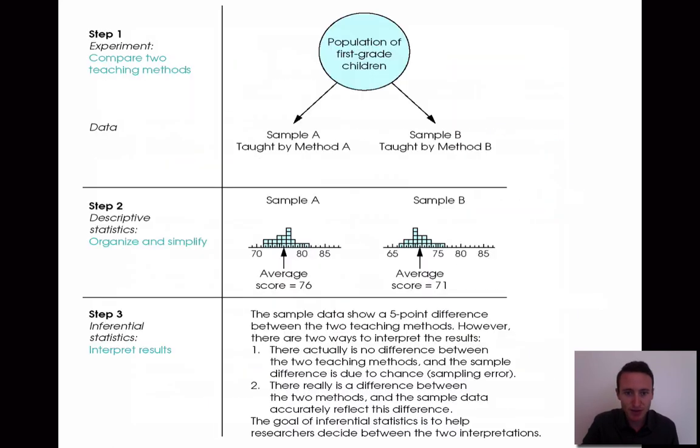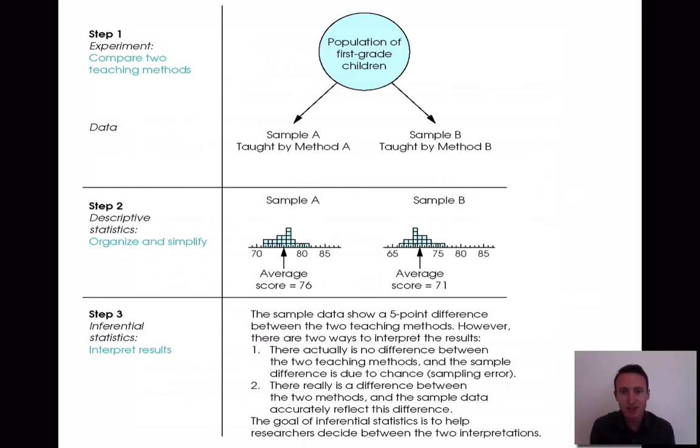The last thing I want to talk about in this video is the concept of statistical significance versus sampling error. So let's look at this slide here. We have a population of first grade students who are split into two groups, sample A and sample B. And what's happening here is that each group is receiving a different teaching method. And so we want to know, do the differences in their teaching method affect the differences in their grades? And so if you look at step 2, you can see that on average, sample A scored higher. Their average was 76 compared to sample B, which was an average of 71.